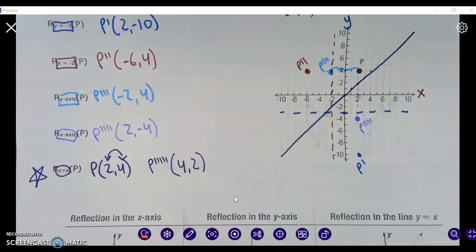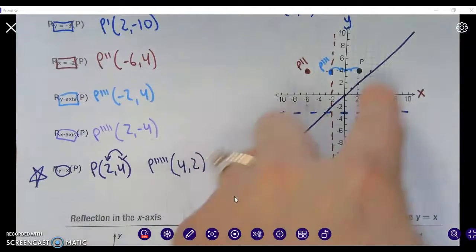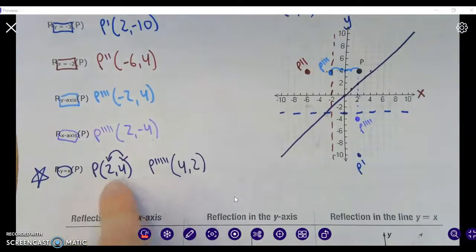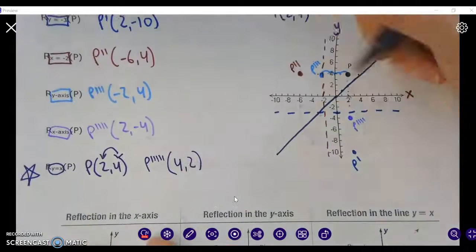So who can summarize for us? What do we do if we're reflecting across this diagonal? You flip the numbers. No, it doesn't matter. You just go diagonal and you count. Okay, to be the most accurate, flip the coordinate. Write down the coordinates you have, flip-flop the numbers, plot it.